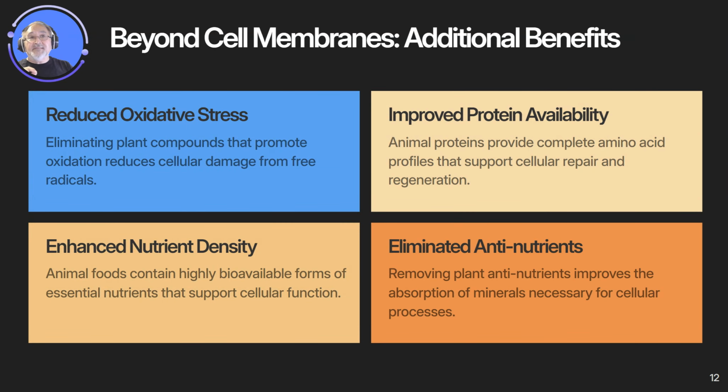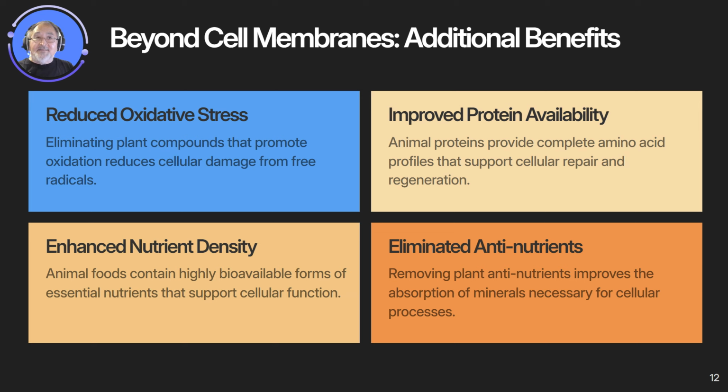Beyond cell membranes, additional benefits. While cell membrane restoration represents a primary mechanism, the carnivore diet offers additional benefits that support cellular health. Reduced oxidative stress. Eliminating plant compounds that promote oxidation reduces cellular damage from free radicals. Improved protein availability. Animal proteins provide complete amino acid profiles that support cellular repair and regeneration.